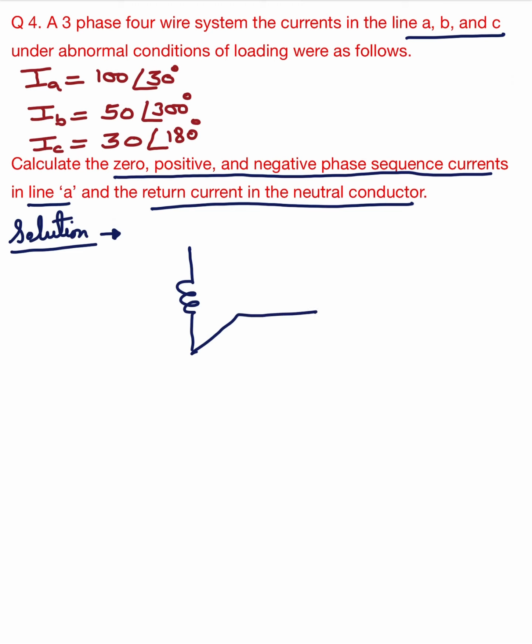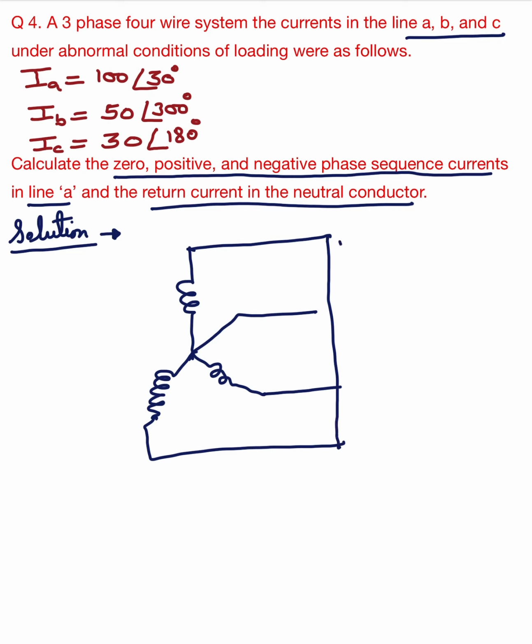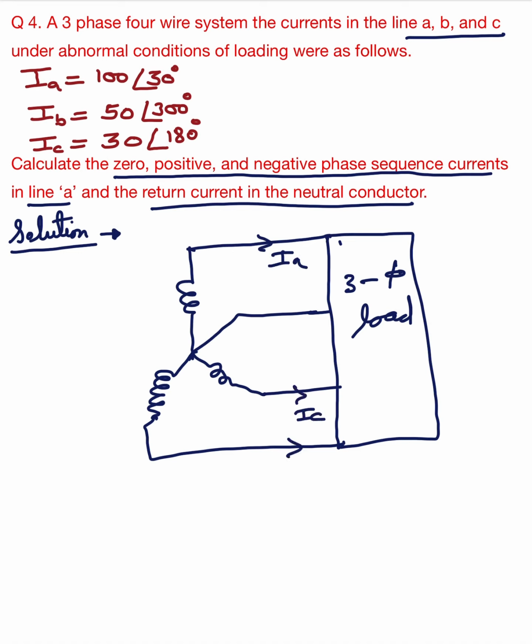First of all I have drawn the system. The question mentions a 3-phase 4-wire system. Here you can see the 3-phase load and the 3-phase currents IA, IC and this is IB. So this is the 3-phase 4-wire system.